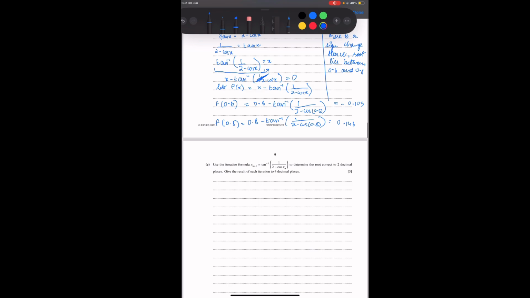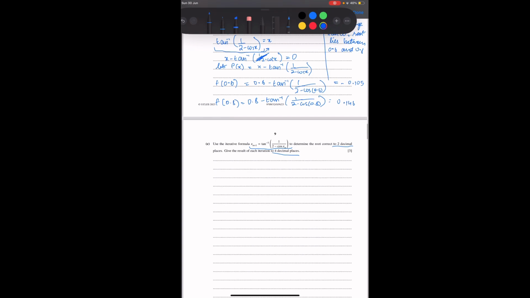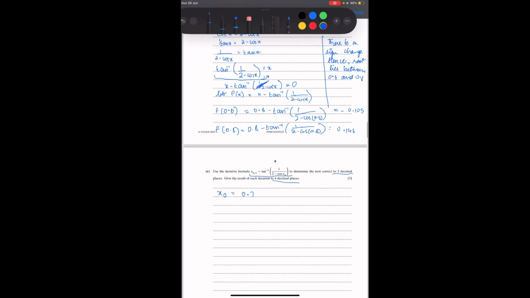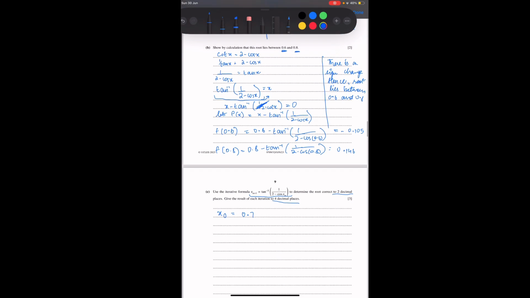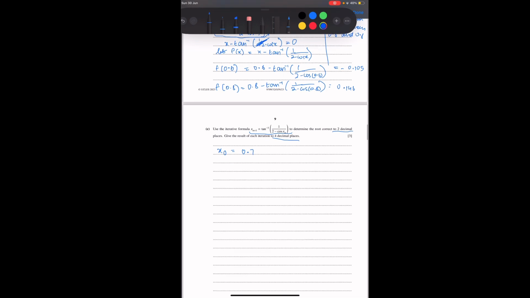Part C: use the iterative formula to determine the root correct to 2 decimal places and give the result of each iteration to 4 decimal places. So firstly, let's say that x0 is equal to 0.7. The 0.7 lies exactly midway between 0.6 and 0.8. That's why I chose 0.7.